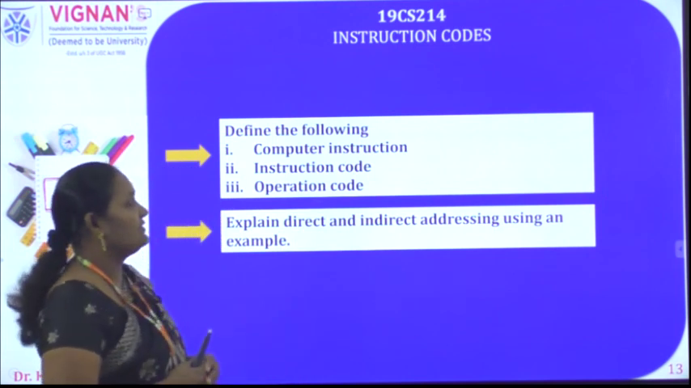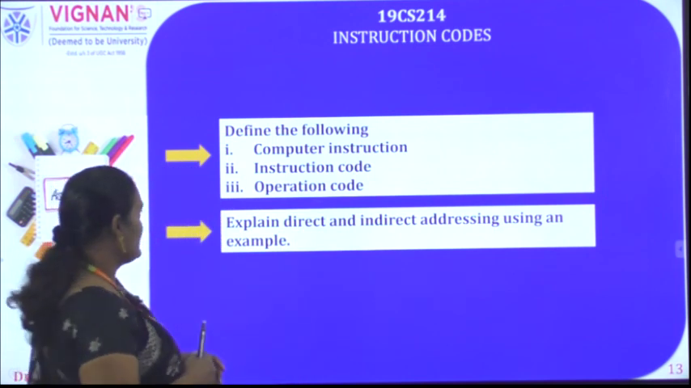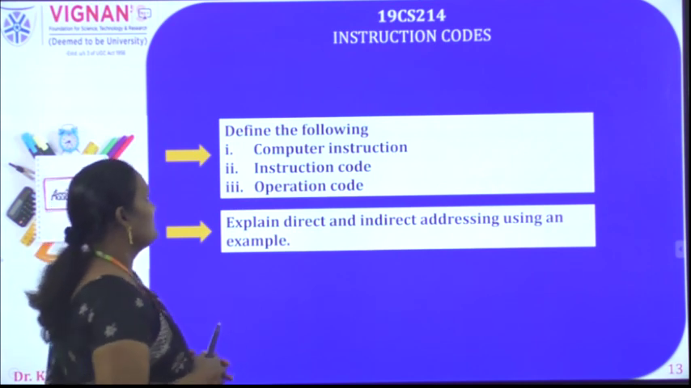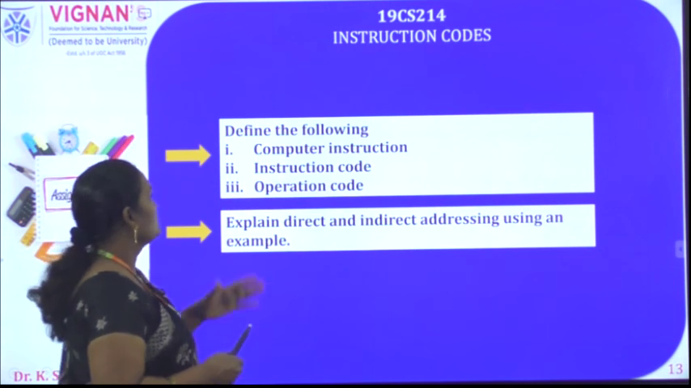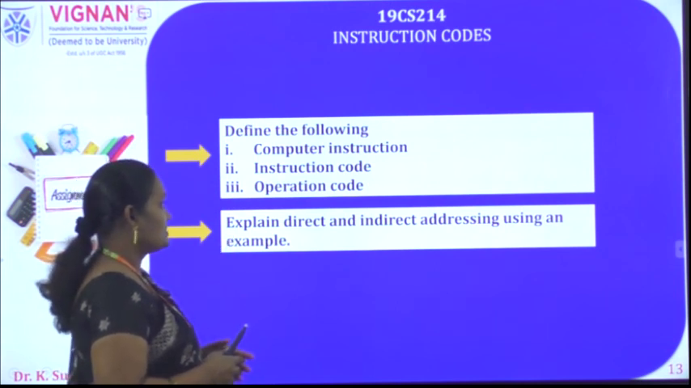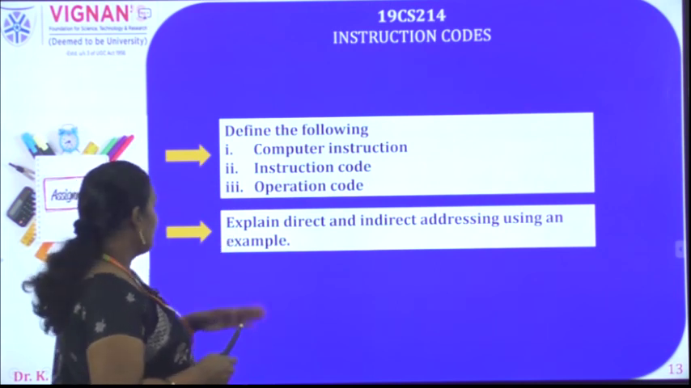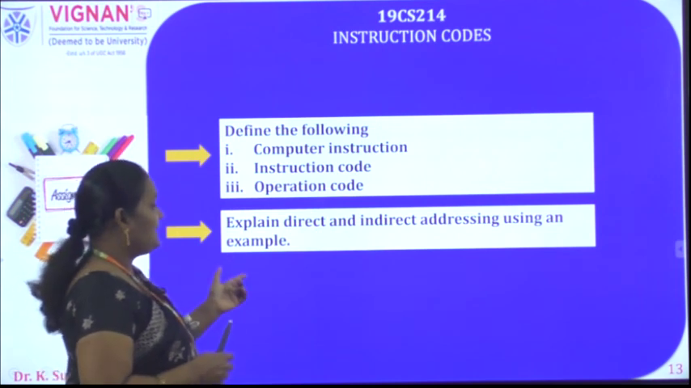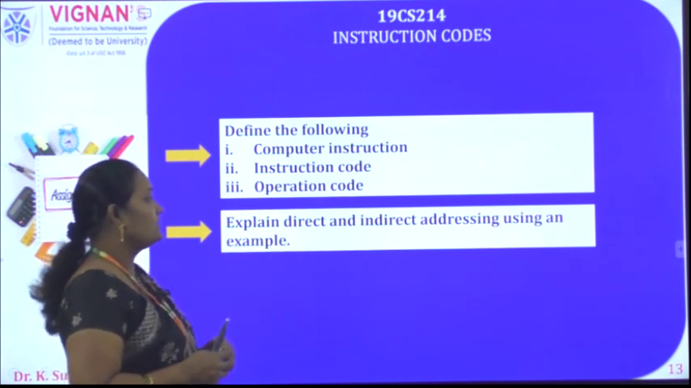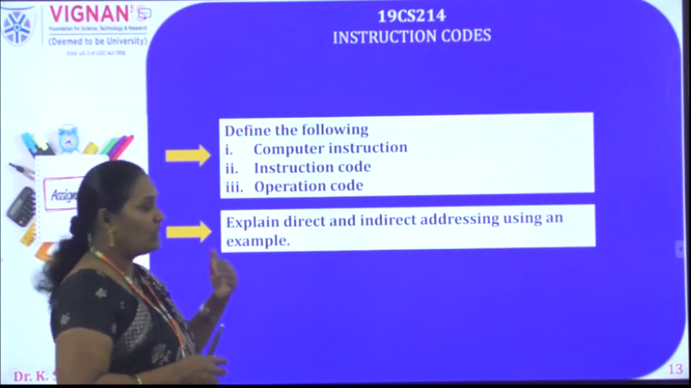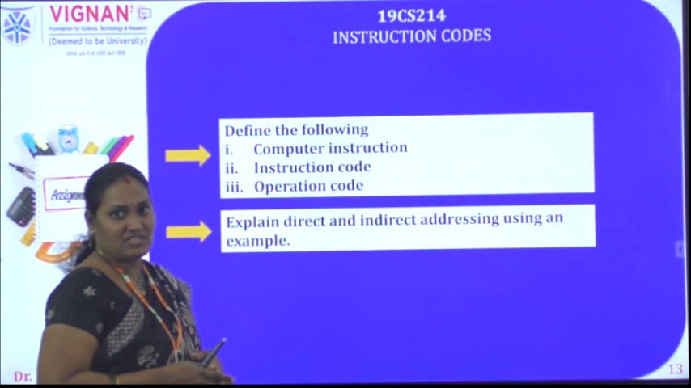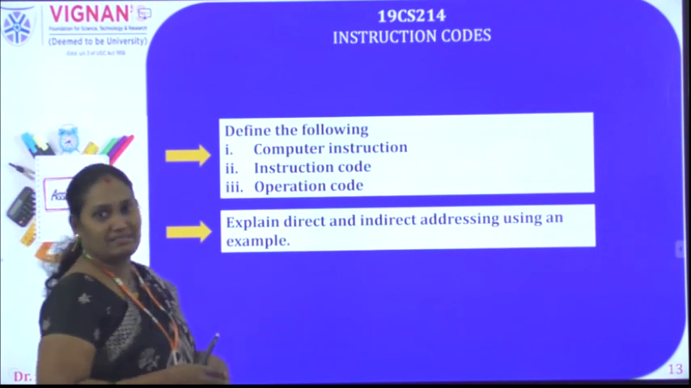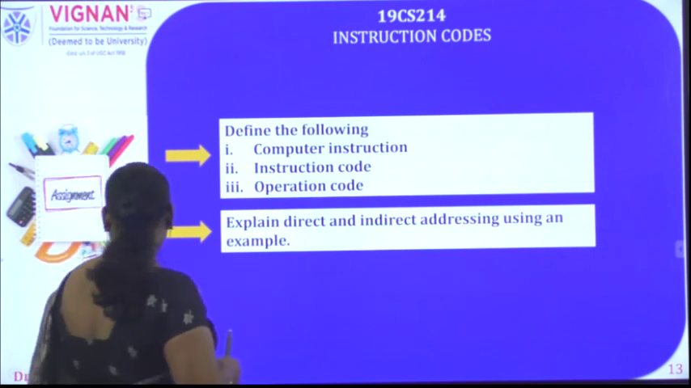Now, to assess yourself, I have given some questions. Please answer these questions. The first question is, define the following. Here I have given 3 terms to define: computer instruction, instruction code and operation code. Next, the second question is, explain direct and indirect addressing using an example. So what is direct addressing and what is indirect addressing in stored program organization? Explain those two with an example.